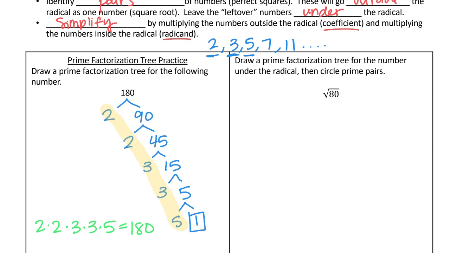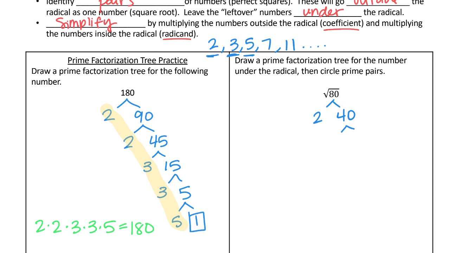So now we're going to draw a prime factorization tree for the number under the radical, and then we're just going to circle the pairs like we had in our steps above. Okay? So just practicing that part. So with the square root of 80, we are going to first look at dividing it by our first prime factor, 2. 80 is divisible by 2, so it would be 2 times 40.